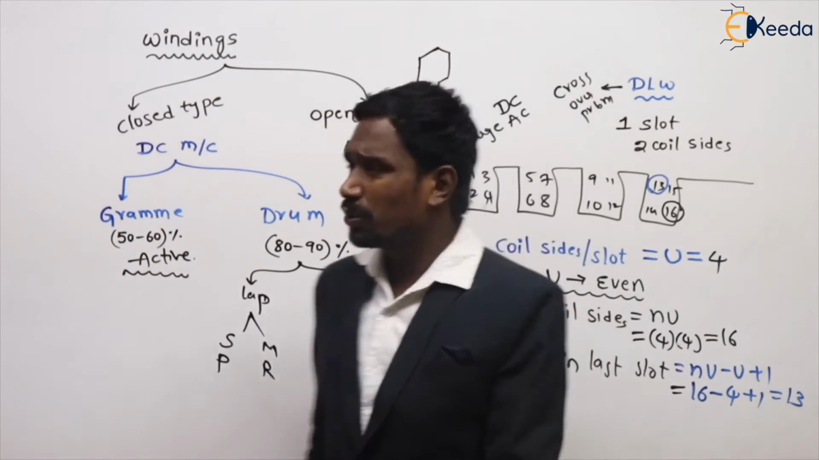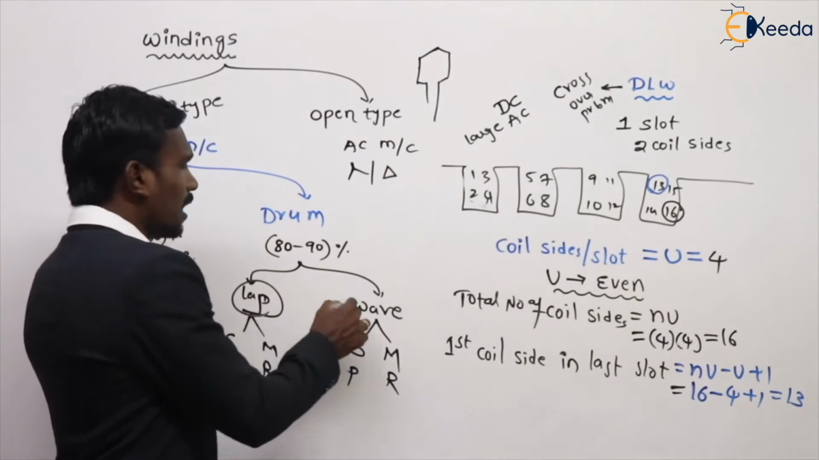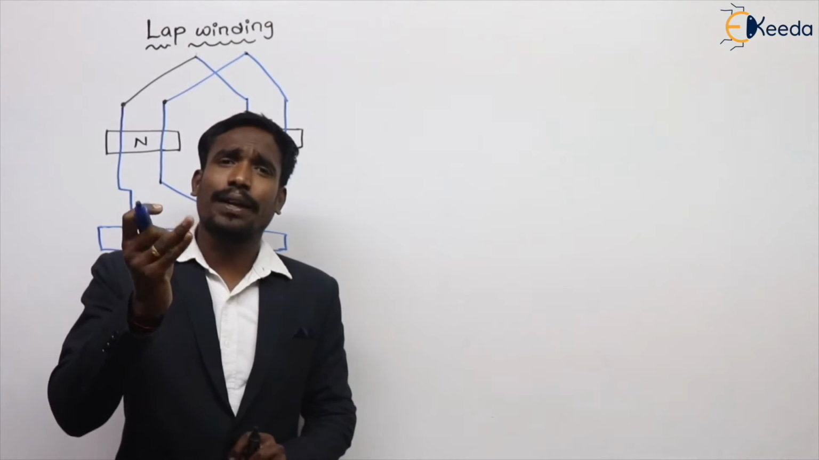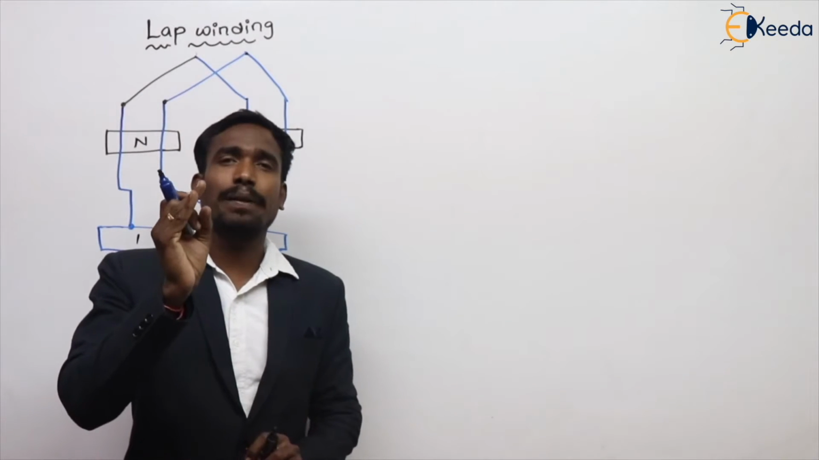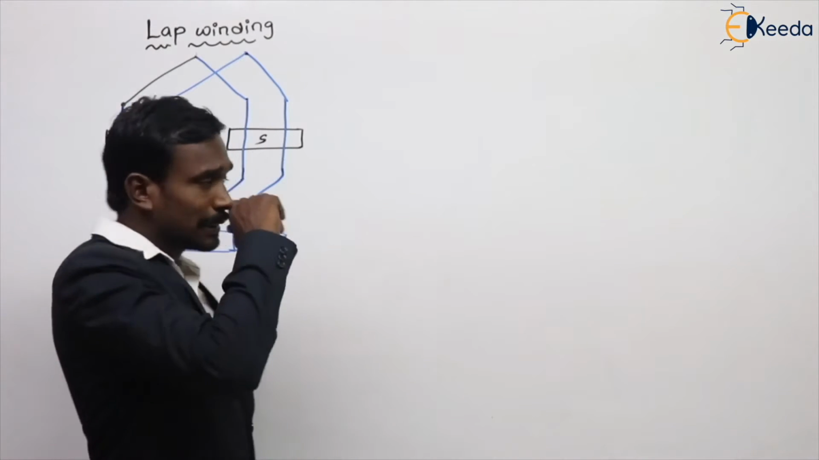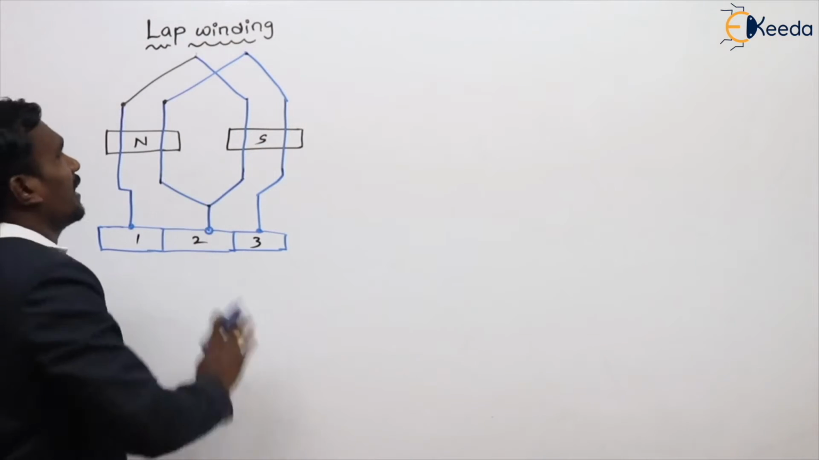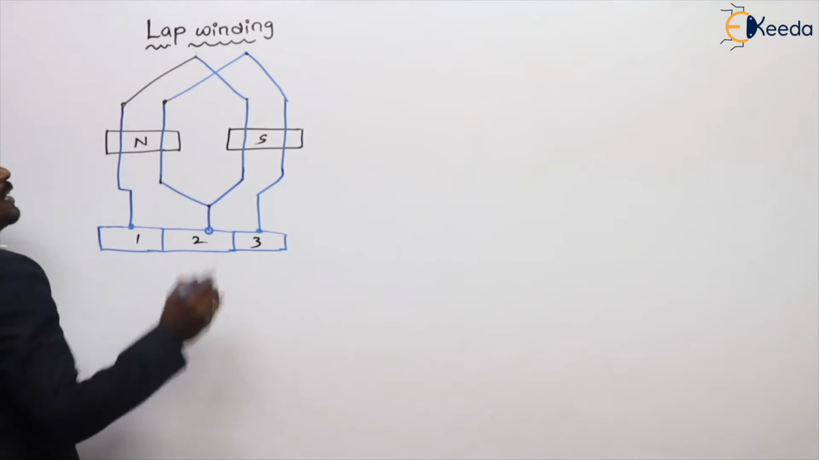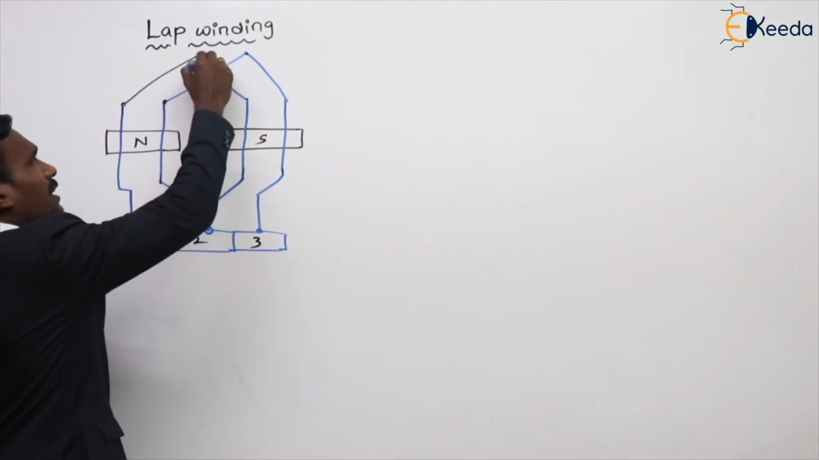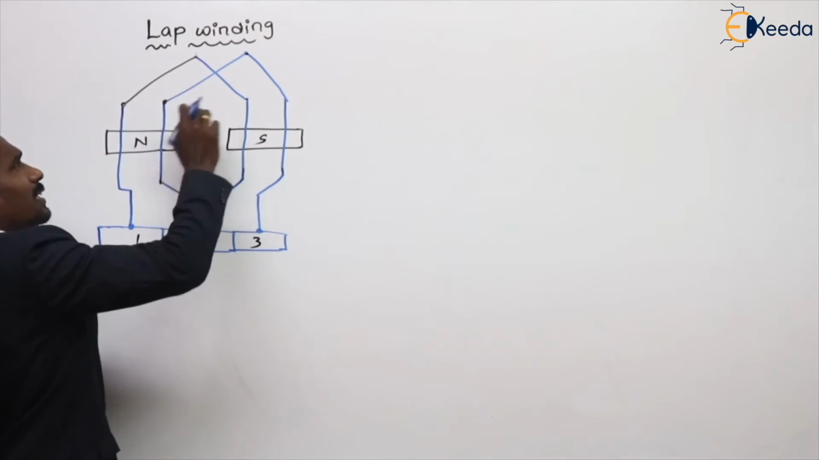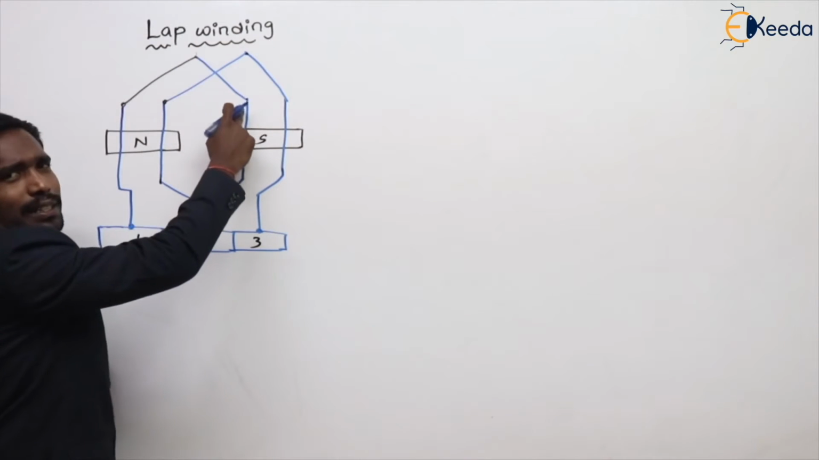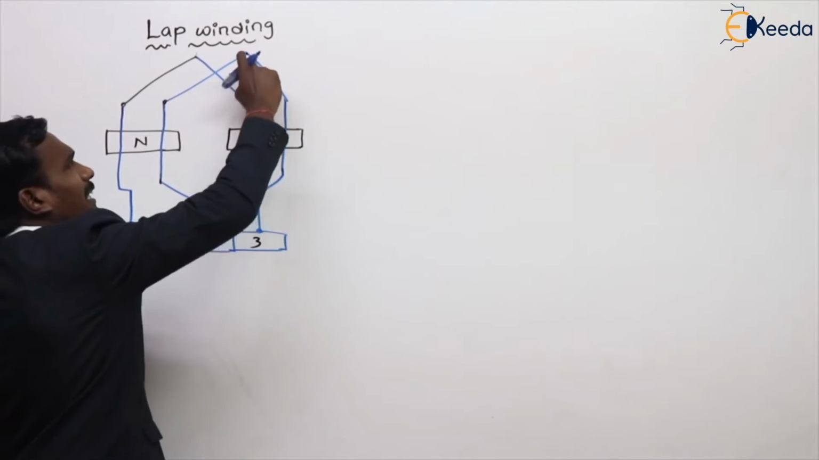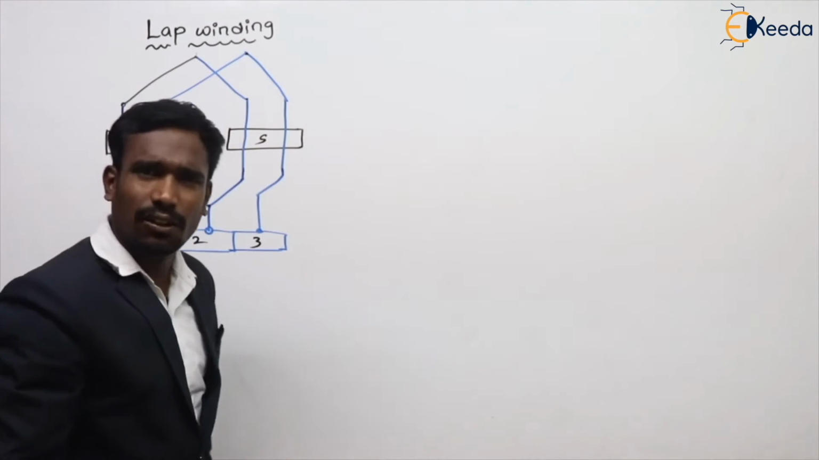So now we have to discuss the lap winding and wave winding, right? Lap winding and wave winding both are very important. We may expect questions from this. So let's see here. Simply this is the lap winding. What is lap winding? See here, the finishing end of one coil is connected to the starting end of another coil. This is another coil. Its finishing end is connected to the starting end. And for this coil, this is the finishing end, connected to the starting end of another coil.